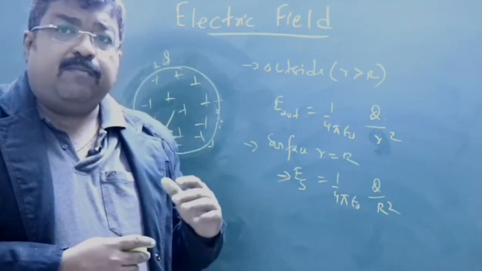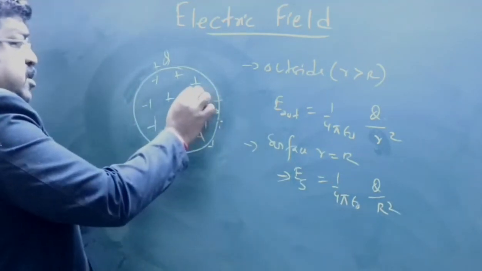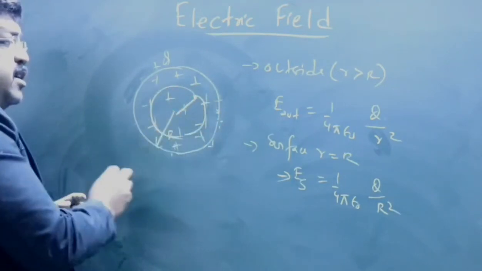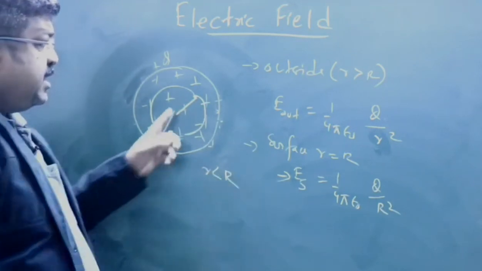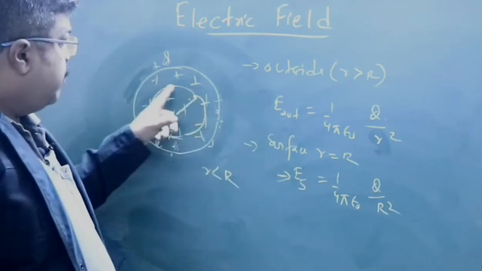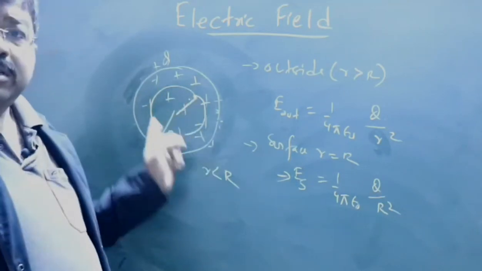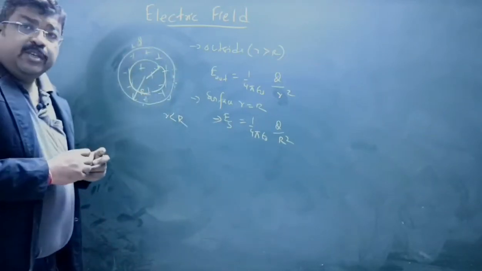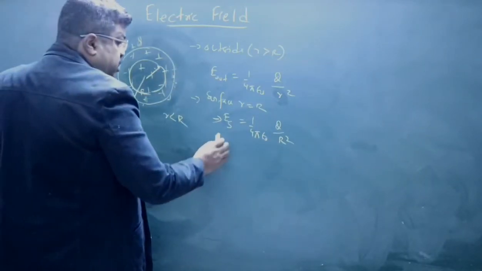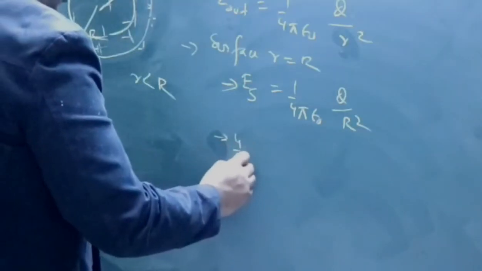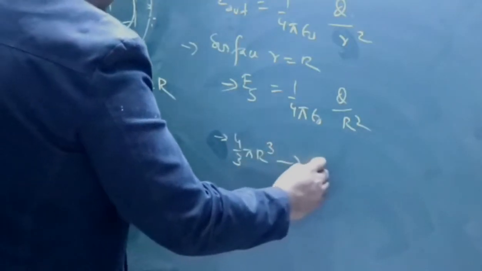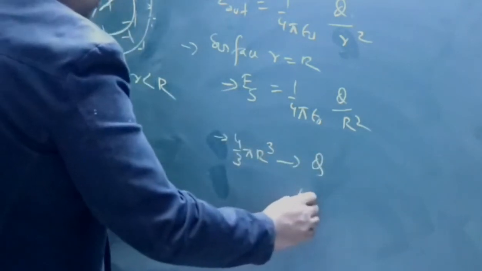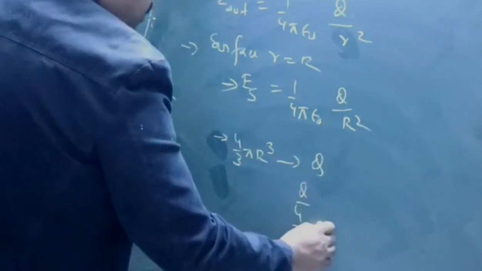But when you come inside the surface, if the point of observation is this, and I draw a Gaussian surface, this point of observation is at a distance r less than capital R. Suppose this is the point of observation. So now you have to consider the charge within this Gaussian sphere. For the entire volume the charge is Q, so in 4 by 3 pi R cube volume you have charge Q. That means in unit volume you have charge Q by 4 by 3 pi R cube.